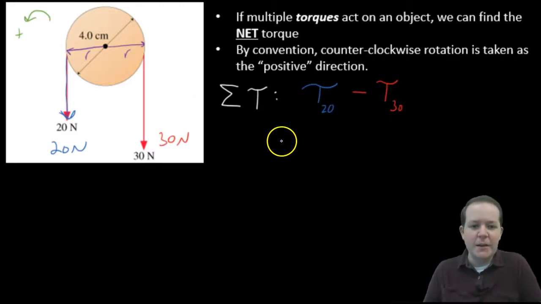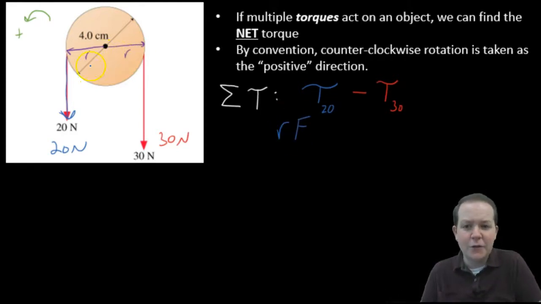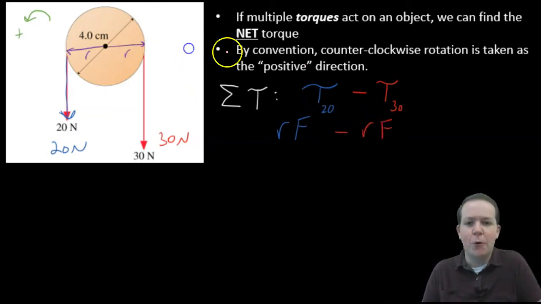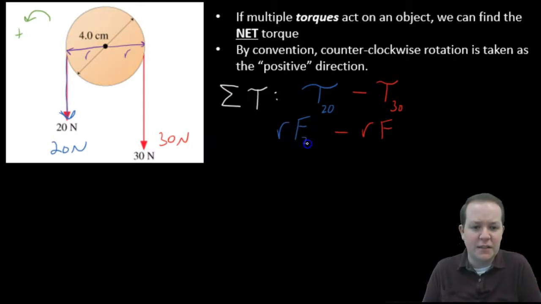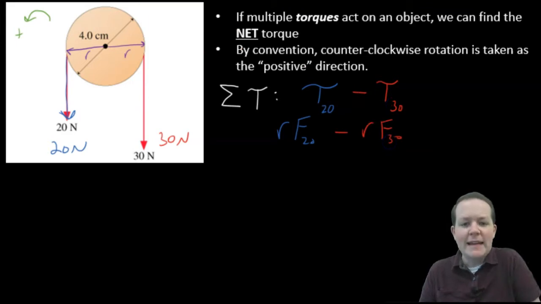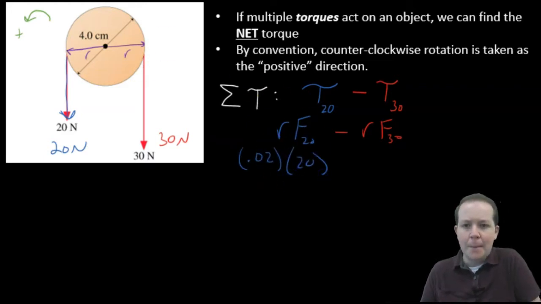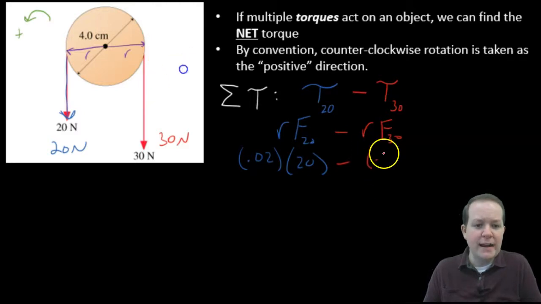So that's going to be R times that force. Now, they're both perpendicular from my last video, so I don't have to worry about any angles. Minus R times the red force. And again, this is the 20 Newton force, and this one right here is the 30 Newton force. What's the radius? The radius is 0.02 meters. It's 2 centimeters, or 0.02 meters, times 20 minus, same radius, 0.02 times 30.